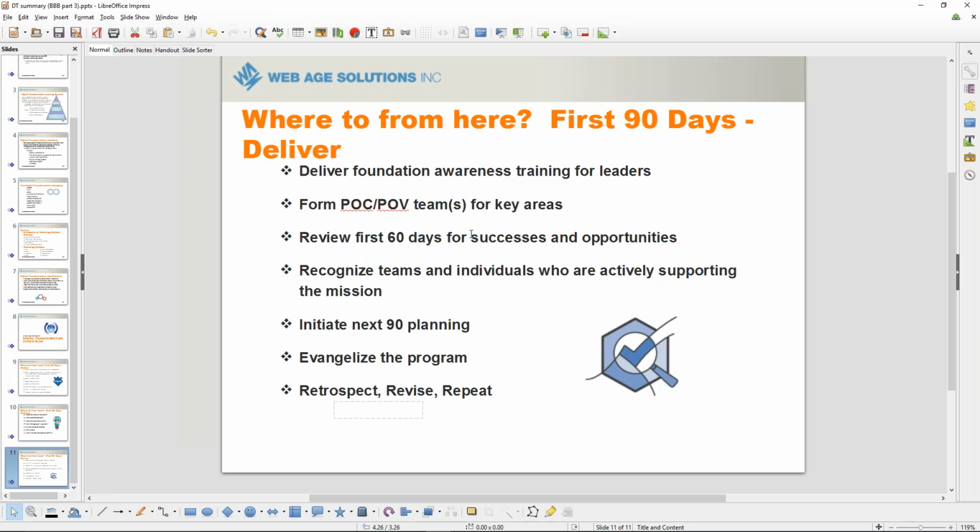And in 90 days, once you've got some leadership, yes, we're willing to do this, we need the leadership to get trained, right? Very important to make sure the leaders get training on a regular basis. Proof of concept teams for key areas need to be moving relatively quickly. We need a review of what we've done in the first 60 days. Hey, here's what we succeeded at. Here's what we missed. Here's what we could do next based on what we saw in the first 60 days.